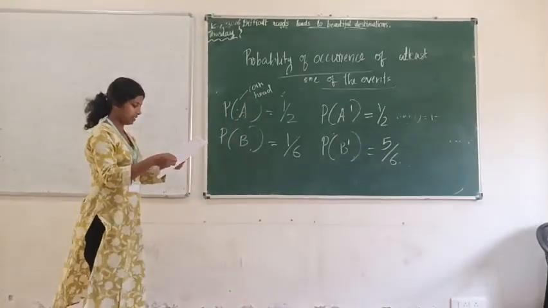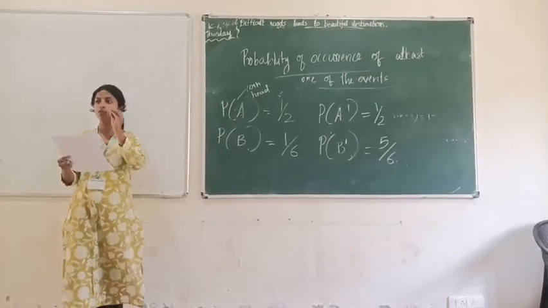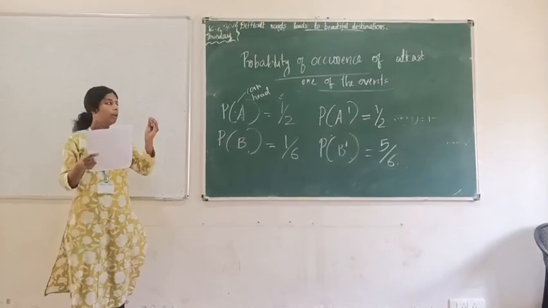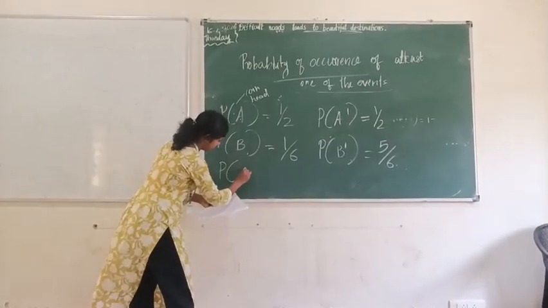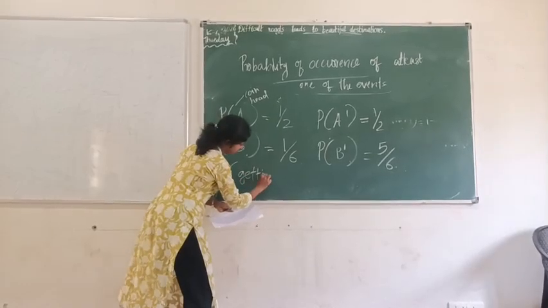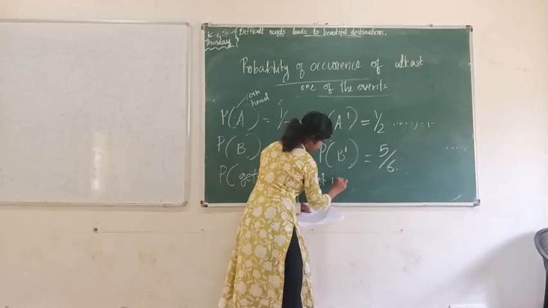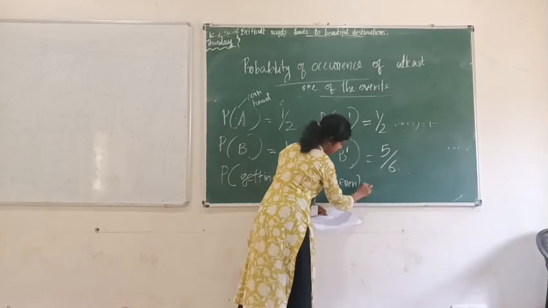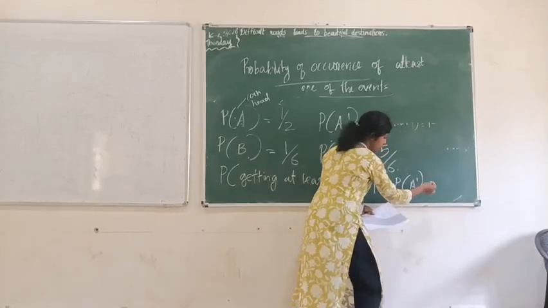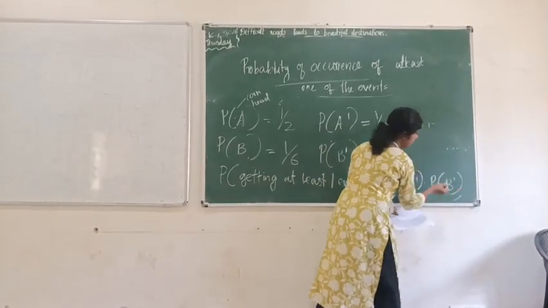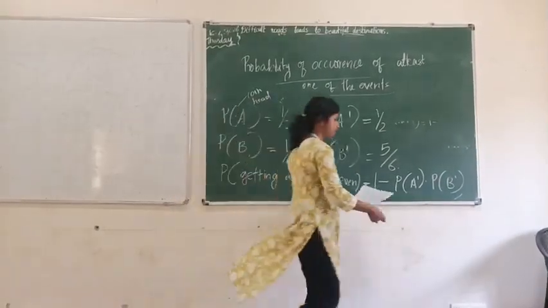Earlier we have discussed the equation for two independent events to find the probability of at least one occurrence. That equation is 1 minus P of A dash into P of B dash, because we have 2 independent events. So just putting these values into this equation.